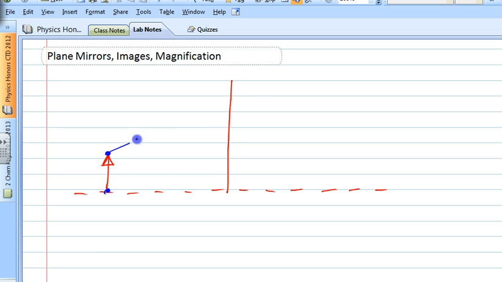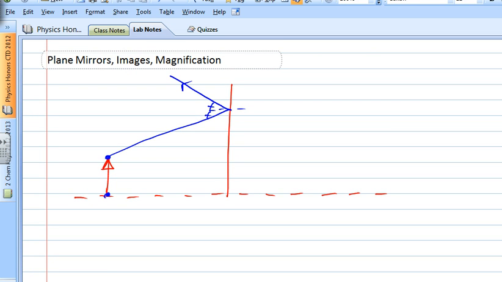So I'm just going to go in a random direction, and at this point I draw in a normal, and so theta incident will be equal to theta reflected. So these two angles will be the same. Now the problem is that this ray of light never gets to our eyes, but it could get to our eye if our eye was somewhere up here near the top of the screen. But what we need to do is extend this backwards so we see where this ray seemed to come from. And we do the same with another random ray.